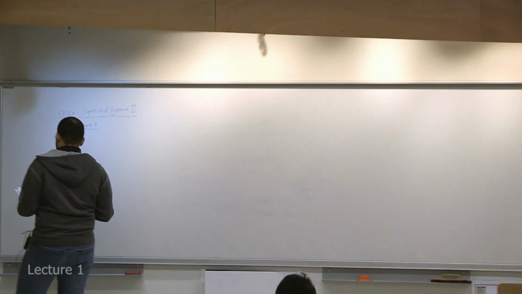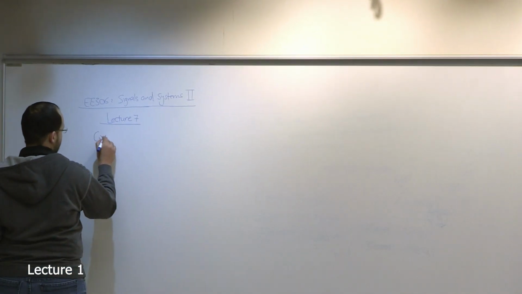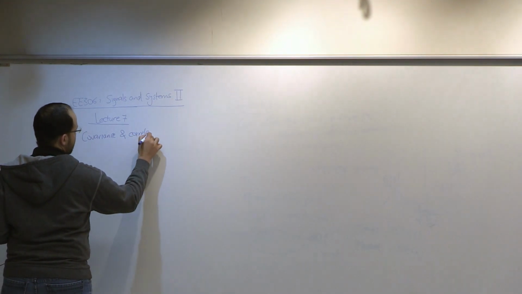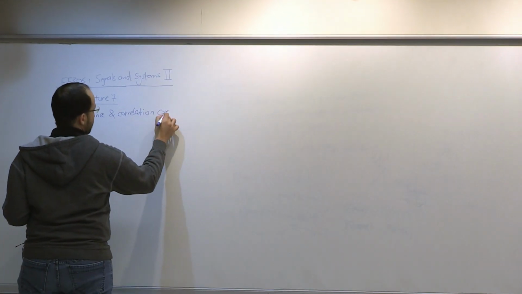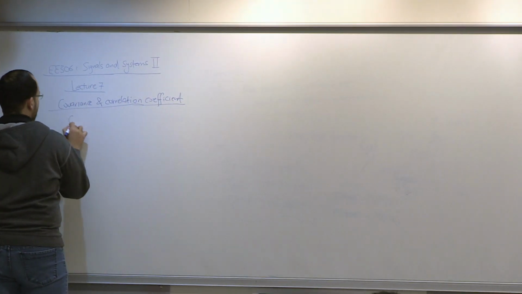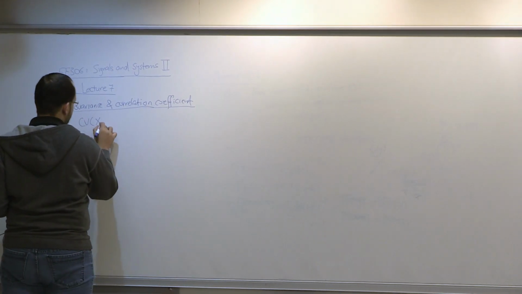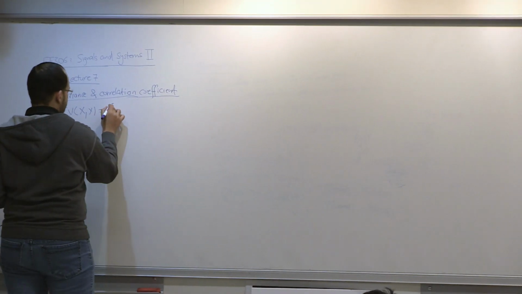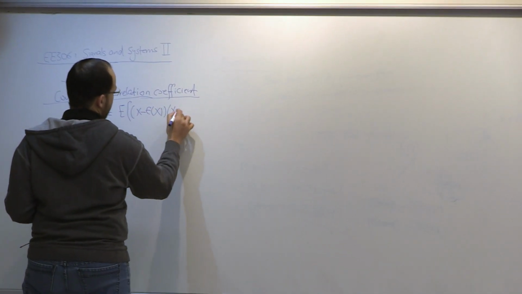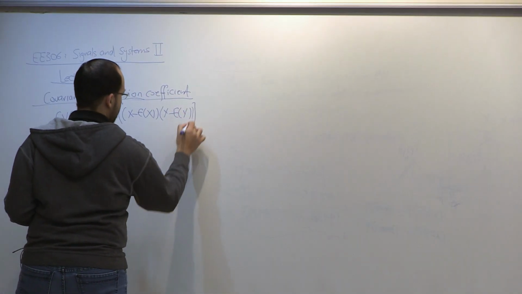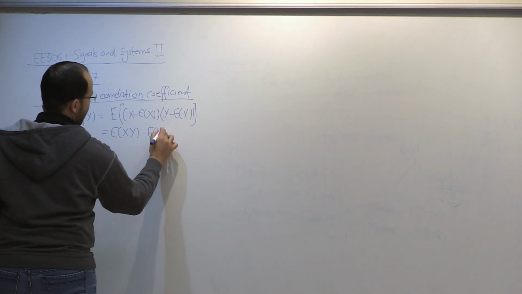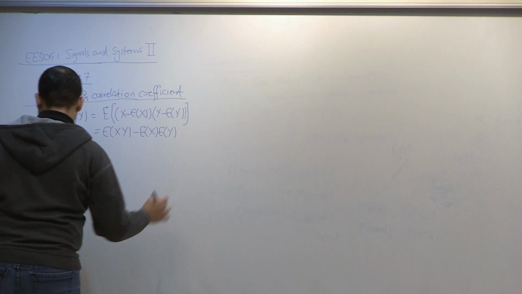So today, we talk about the covariance and the correlation coefficient in addition to functions of two random variables. So the covariance of two random variables X and Y is the expected value of (X minus E of X)(Y minus E of Y), which ends up being the expected value of XY minus the expected value of X times the expected value of Y.